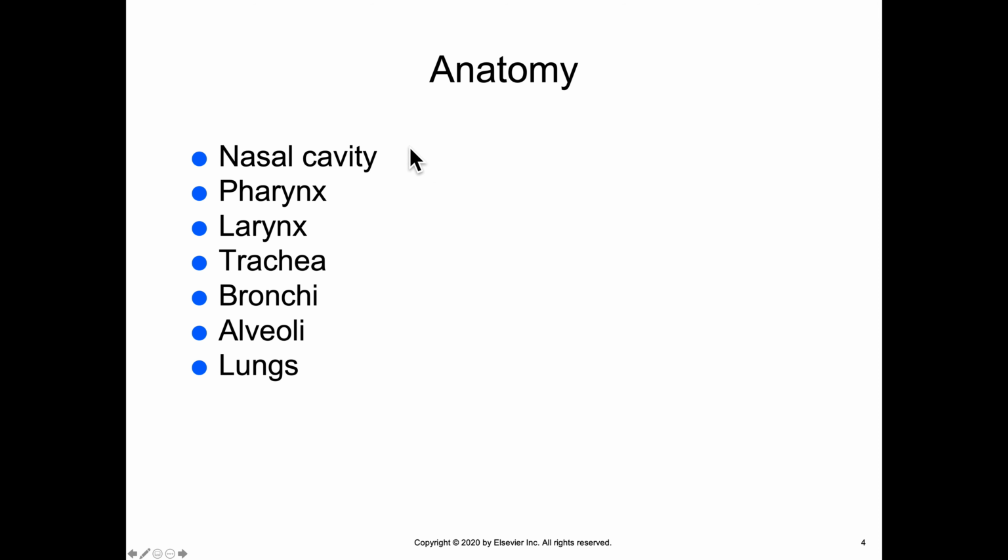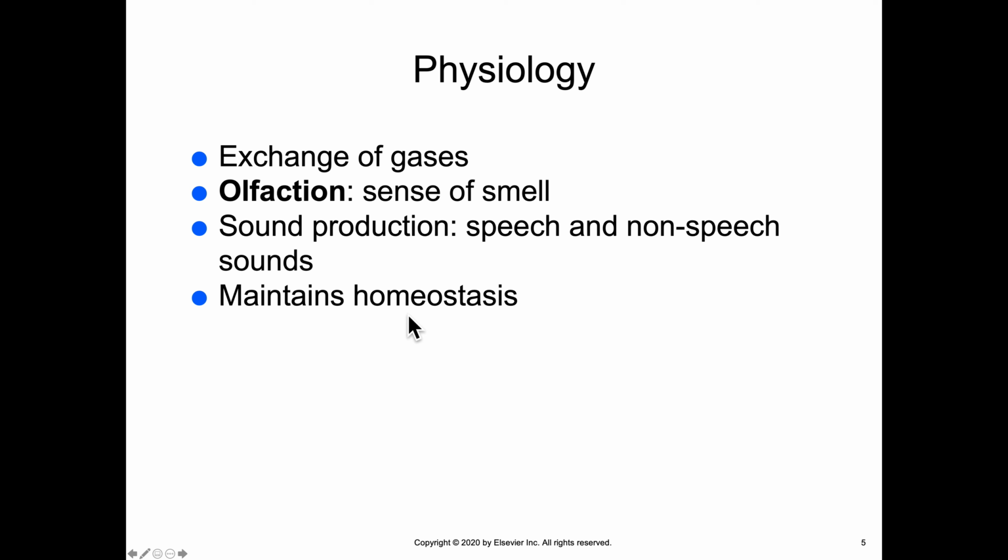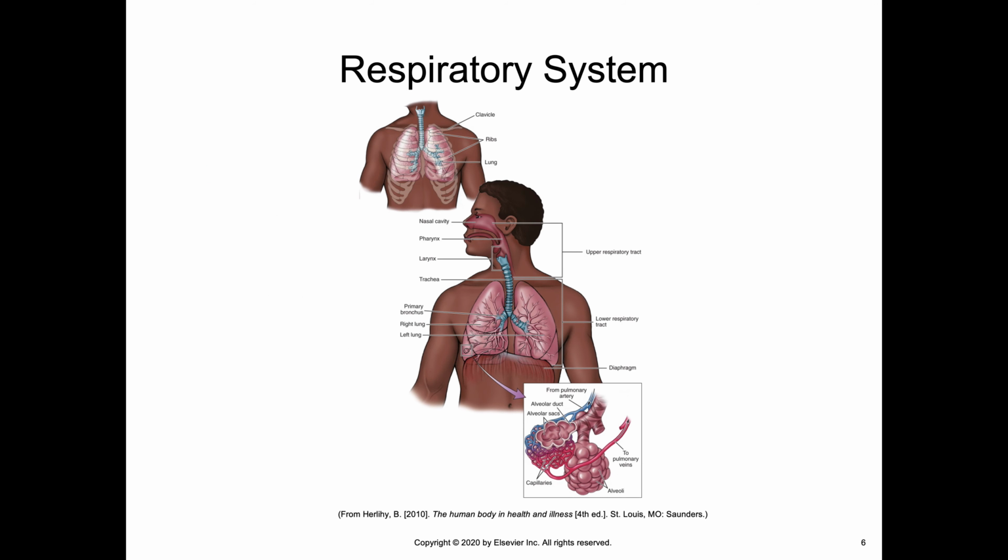The basic anatomy: your nasal cavity, pharynx, larynx, trachea, bronchi, alveoli, and lungs, not in any particular order. The physiology, the functions of the respiratory system, are the exchange of gases, both carbon dioxide and oxygen, olfaction, which is our sense of smell, sound production, speech and non-speech sounds, and maintaining homeostasis. We'll see that the respiratory system does function in our acid-base balance.